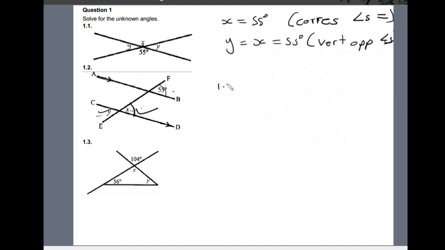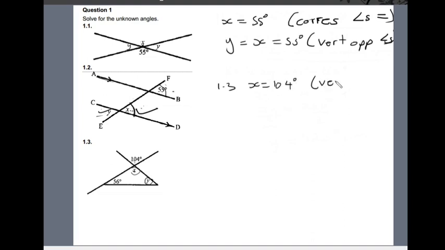And then now 1.3. Again, we want to solve for x and y, right? Notice that angle x is vertically opposite to that angle 104 degrees. We know that vertically opposite angles are equal, so x is equal to 104 degrees.